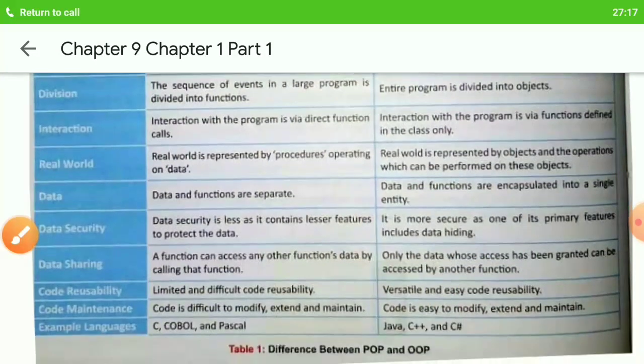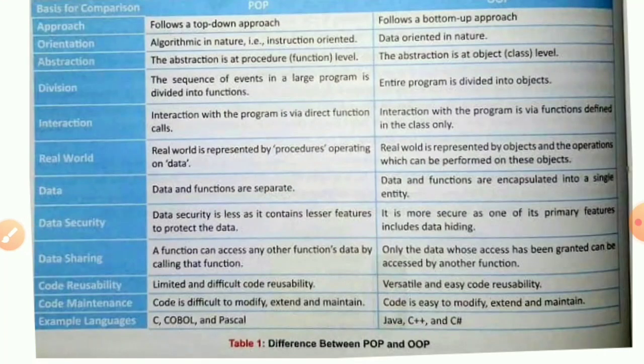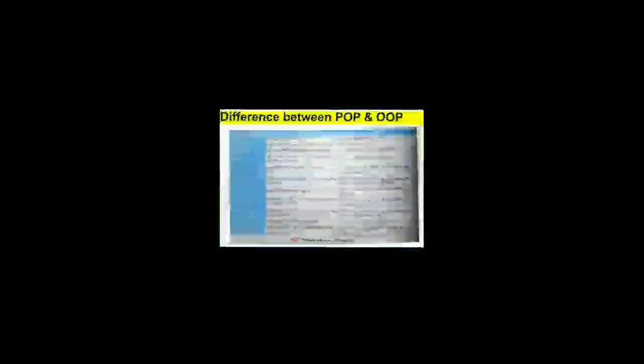Next point, a function can access any other function's data by calling that function, and that's the case of POP. And in OOP only the data whose access has been granted can be accessed by another function. This is the same point. Let's see the next point, limited and difficult code reusability. In POP it's not easy to reuse the code. If the program size is very large, it will not be very easy to reuse the code, whereas in OOP it is easier to reuse the code.